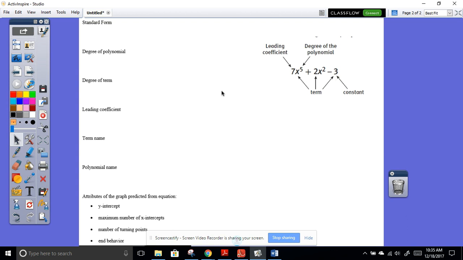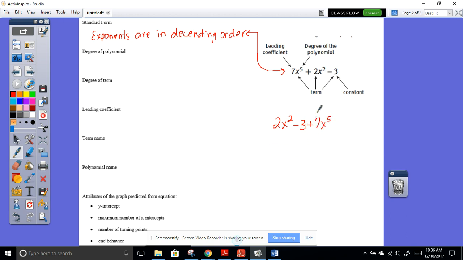Okay, so standard form, what did it say when we were talking about it over there? It said that standard form was going to be when the exponents are in descending order. This is an example of standard form. Okay, here's an example of this polynomial. It's the same polynomial, but it's not in standard form. This polynomial right here and this polynomial right here are the same polynomial.